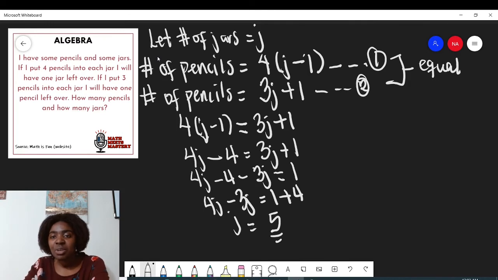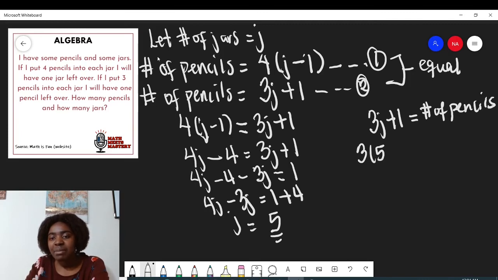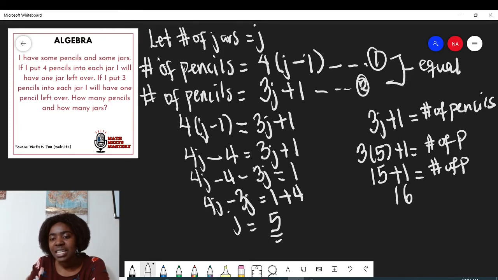Now, because these equations up here are equal, I can just plug 5 into either of them and still get the same number of pencils. So I'm going to take the second one because it just looks simpler. So 3J plus 1 is equal to the number of pencils, right? And I know J is 5, so I have 3 times 5 plus 1 is equal to the number of pencils. I'm just going to put number of P. So that's 15 plus 1 is equal to number of P. And so I know 16 is the number of pencils, right? So I have 16 pencils in 5 jars.